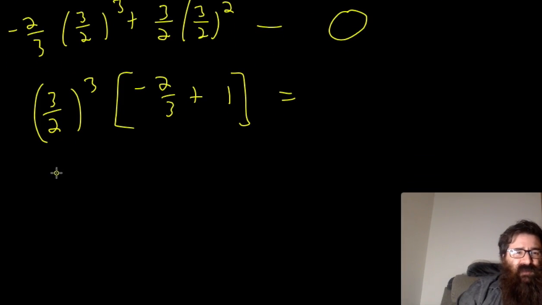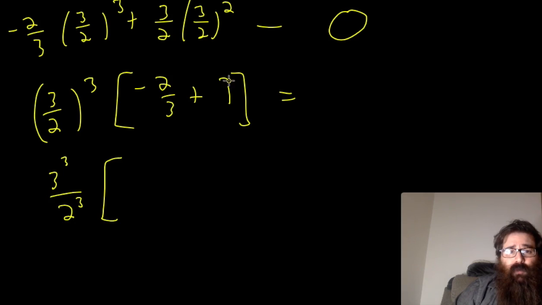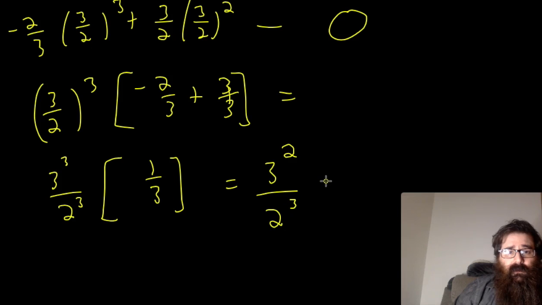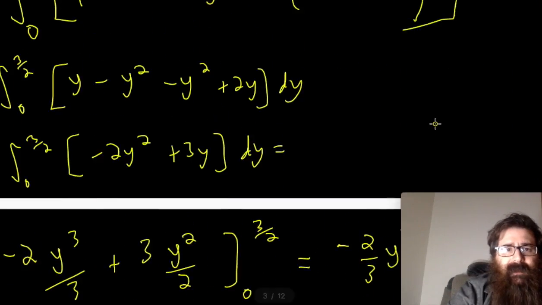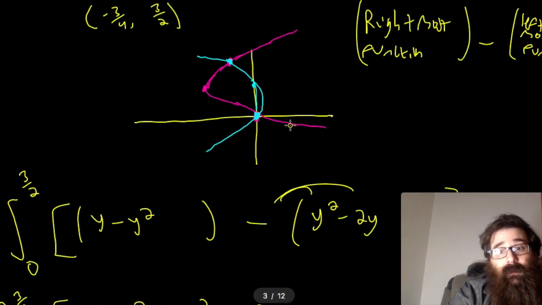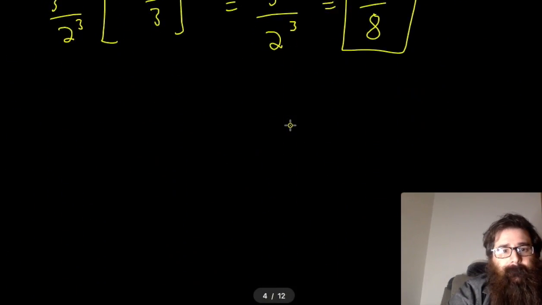So I'll say, okay, this is 3/2 cubed, or that's really 3 cubed over 2 cubed. Can get a common denominator here. Think of 1 like 3/3. Negative 2/3 plus 3/3 gives me positive 1/3. And then I can even reduce across the fraction a bit. 3 cubed divided by 3 gives me 3 squared divided by 2 cubed. We'd say this is 9/8. So if you're looking back at that region wondering, hey, what is the area in there? Well, 9/8 units. We got it.